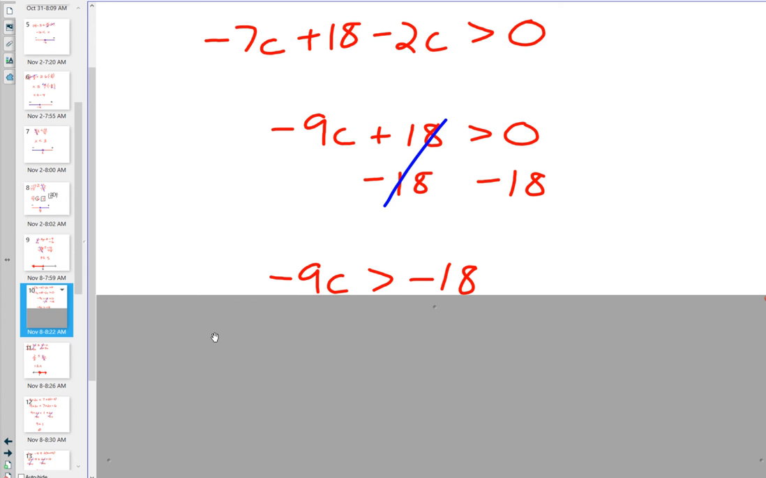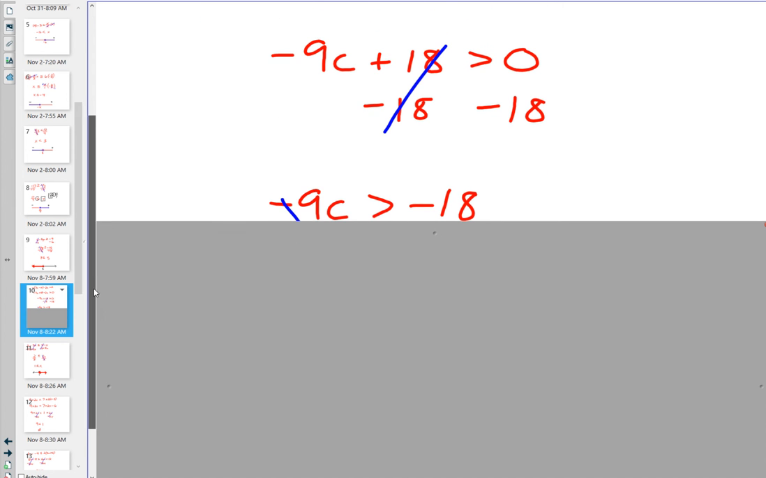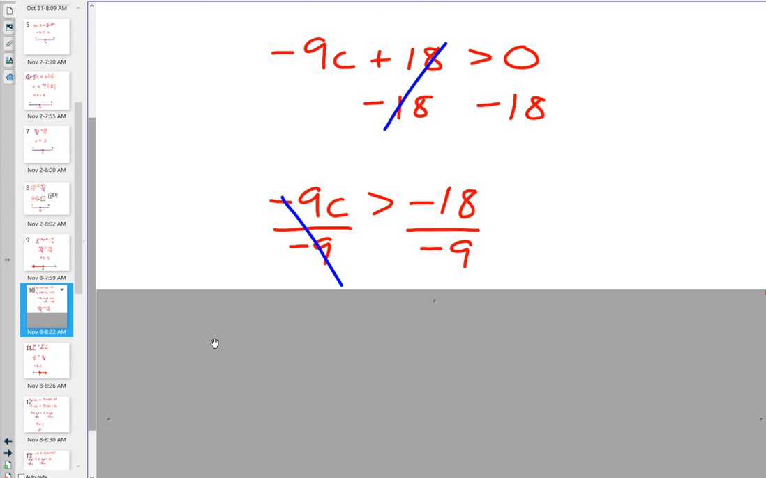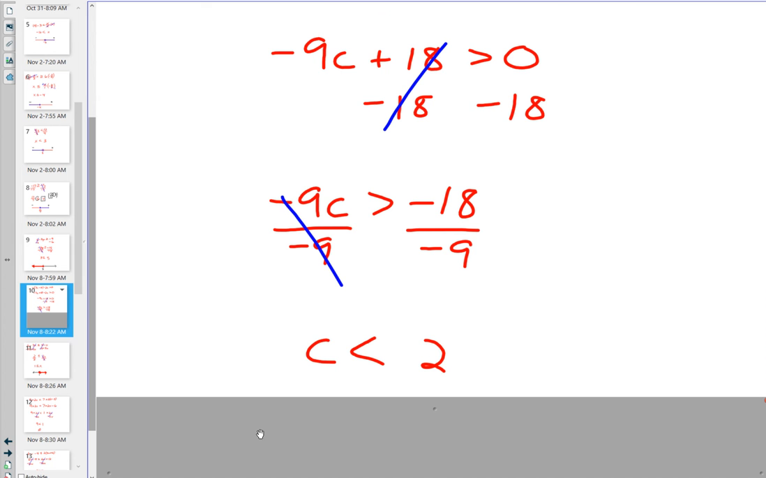And then Dave, what's the last step? Divide by a negative. True, we do happen to get a positive just because negative divided by negative is positive, but flip the sign because I divided by a negative.